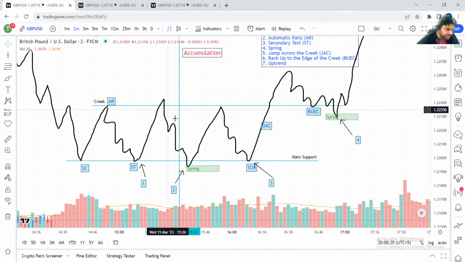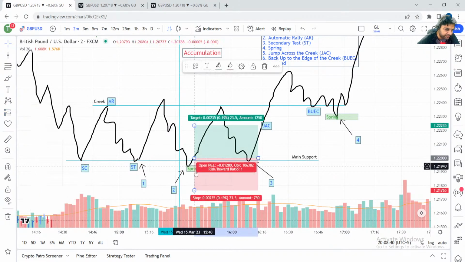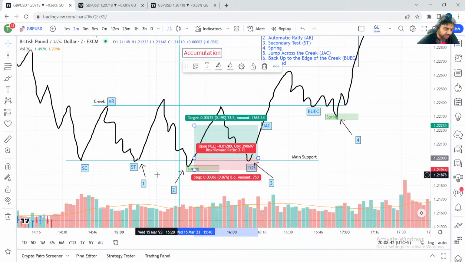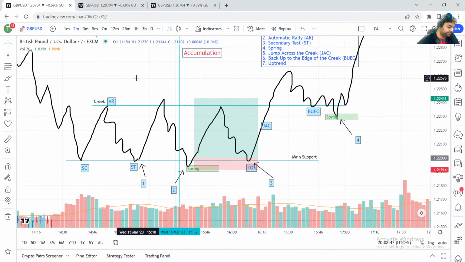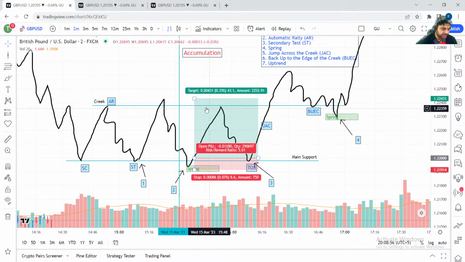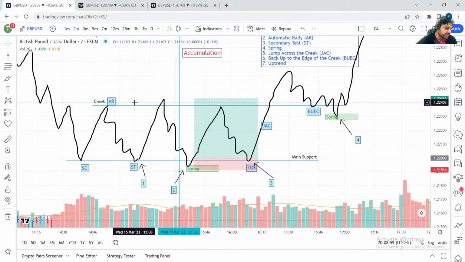And then what do you see? You see a spring over here. You buy one more time, again put your stop loss here, and then put your TP at this level. Why? Because that is the previous high. So when the market reaches this level of resistance, the creek level, you will take maybe 70 or 80% of your position out. You will book your profits.